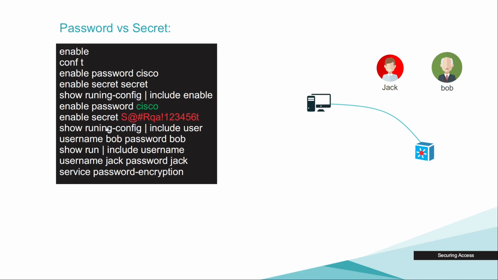As you can see, no one will understand or know what the secret password is. Also, if we do show running-config include user, as you can see here, username Bob and the password Bob is written in clear text. Same thing for Jack, it's written in clear text. So for Bob and Jack, in order to change the password and encrypt it, we can do one of two methods. We can delete the command username Bob password Bob and then put the command username Bob secret Bob. Or we can use the command service password-encryption, and this command will encrypt any password written in our device configuration.